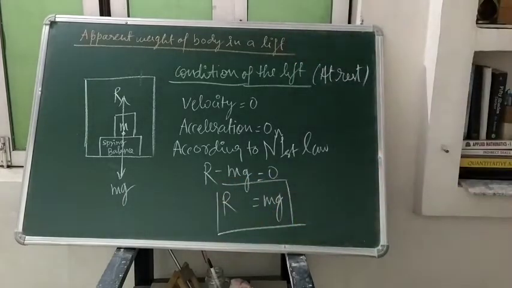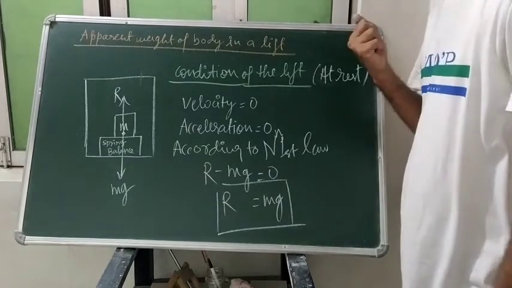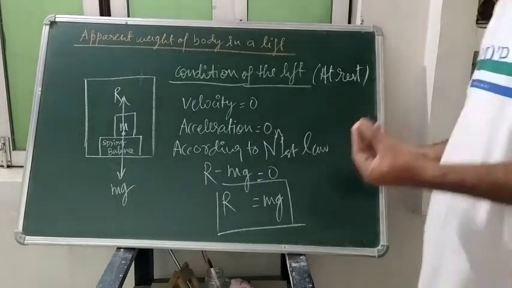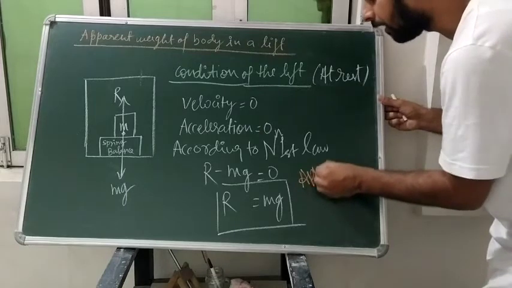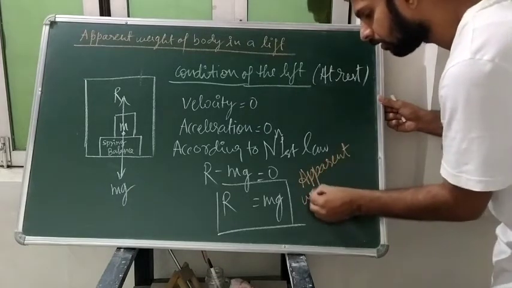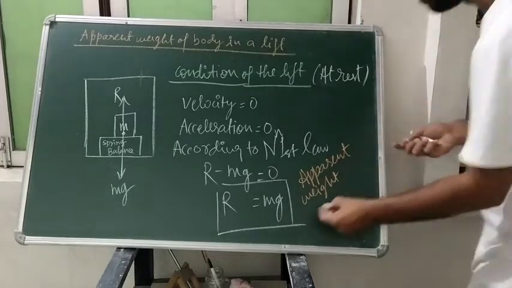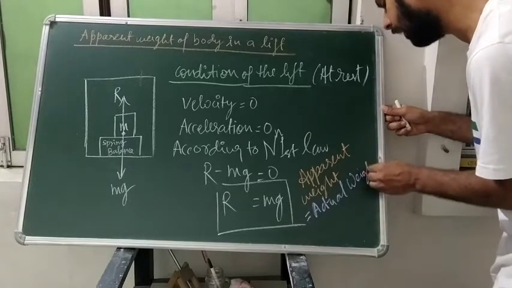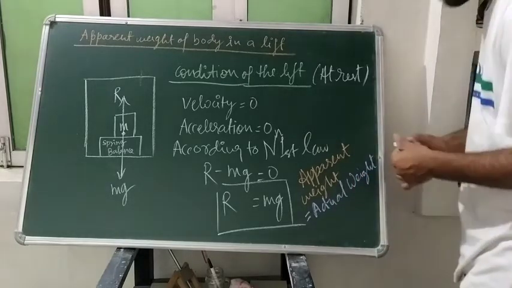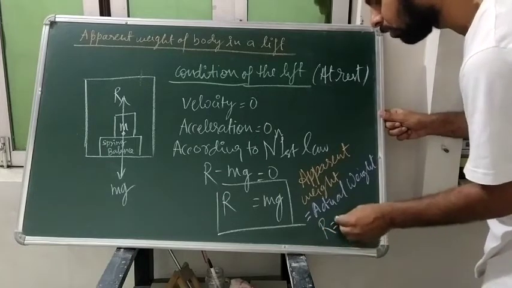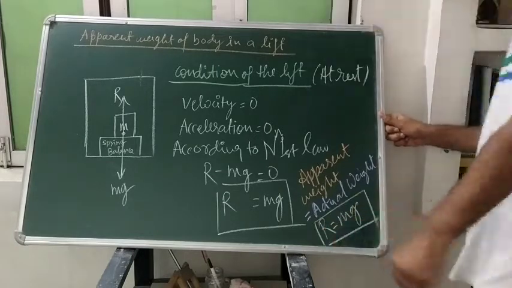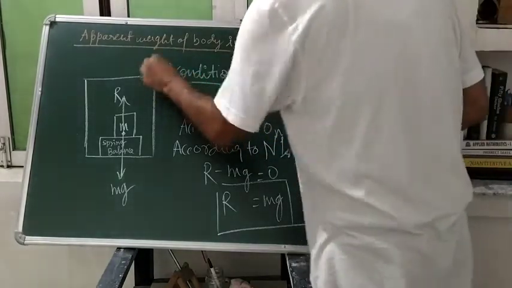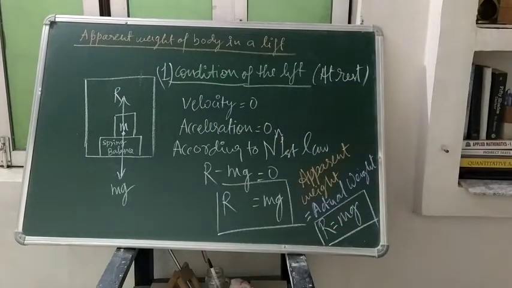And what is R, students? R is the reaction offered by the contact surface, and that will be called your apparent weight. So in this case, your apparent weight will be equal to your actual weight, that is R equals mg. So it was the first situation we have seen. We'll move to the next situations as well. You can write up to here first.